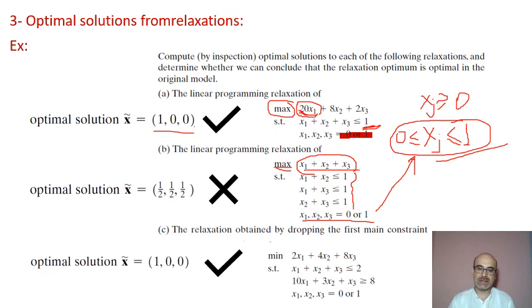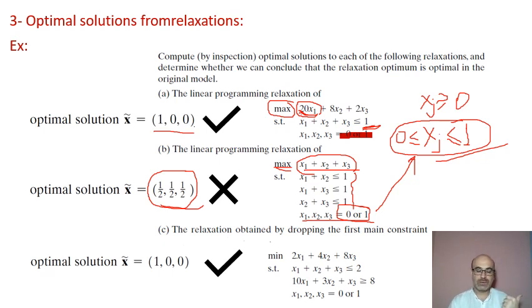And the question is, is this solution also optimal for the original model? This is the optimal solution for the relaxed one. Is it also optimal for the integer problem? And the answer is no, because these x1, x2, and x3 in the model are restricted to be binary, 0 or 1. But in the solution, they are 1 half. So it means that this solution is not optimal for the original model.